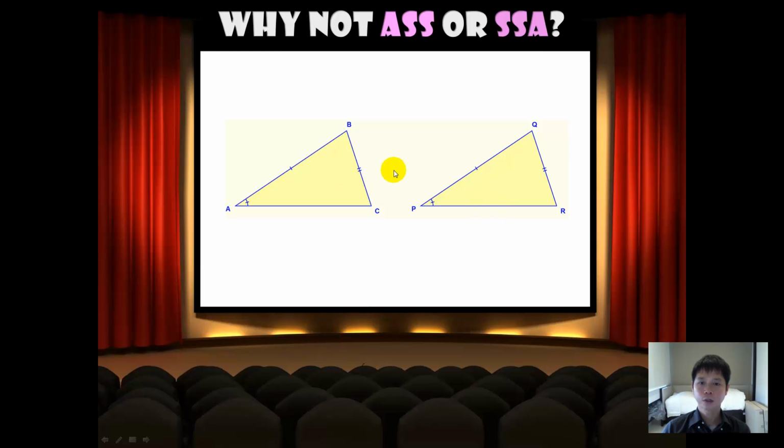However, we have another triangle whereby we have two pairs of corresponding sides that are the same and one corresponding angle that is the same. And these two triangles are obviously not congruent. And therefore, we cannot use ASS or SSA because these two triangles are not congruent. And that concludes this part of the chapter.